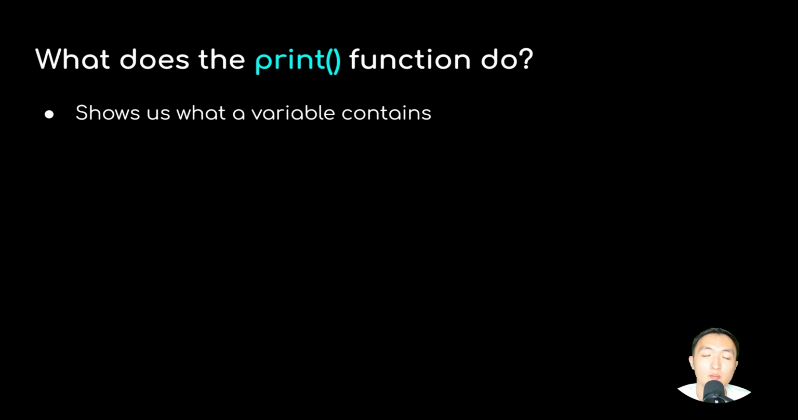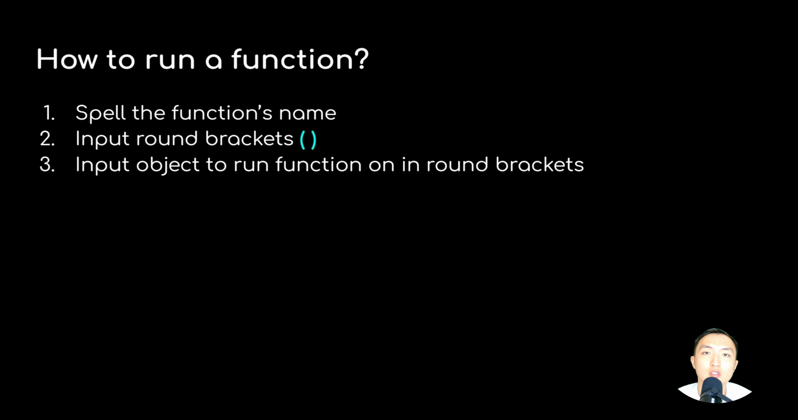Moving on, let's talk about the print function. The print function essentially shows us what a variable contains. I'm about to show you an example of running the print function. But before I do that, let's go through how to run a function. There are 3 steps. Step 1 is to spell out the function's name. Step 2 is to input round brackets like these. And step 3 is to input the object to run the function on in the round brackets.